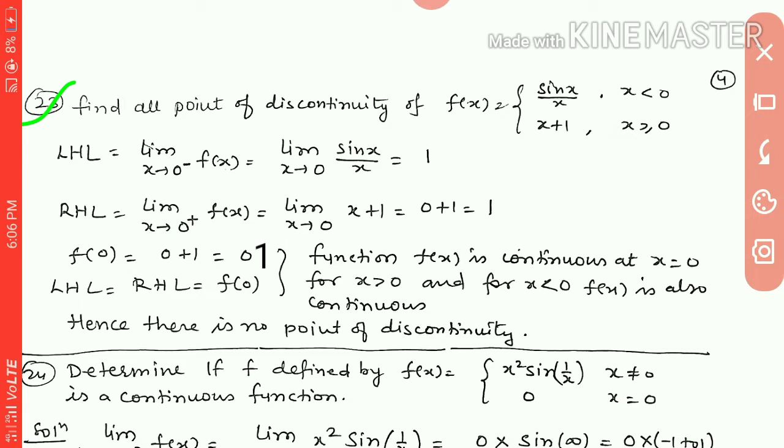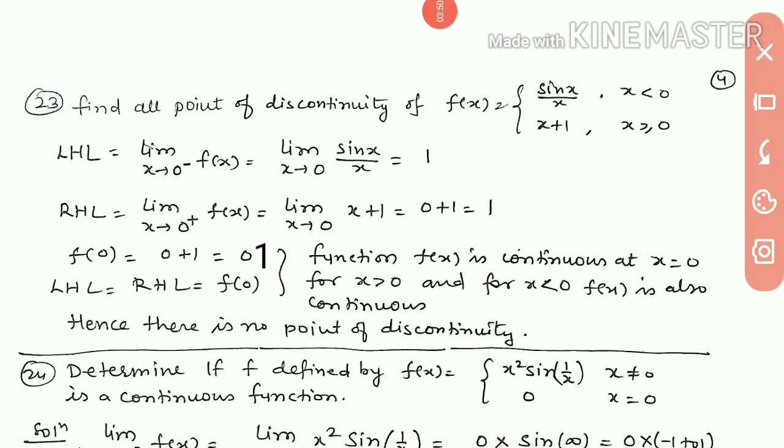Question number 23 we do. Find all points of discontinuity of f(x), where f(x) equals sin x upon x when x is less than 0, and x plus 1 when x is greater than or equal to 0. Now we will first find the left hand limit. Left hand limit will be limit x tends to 0 minus of f(x). 0 minus means less than 0, and for less than 0 we have sin x upon x, which you will put, and this is a standard formula that limit x tends to 0 of sin x upon x equals 1. So you will get the left hand limit equal to 1.